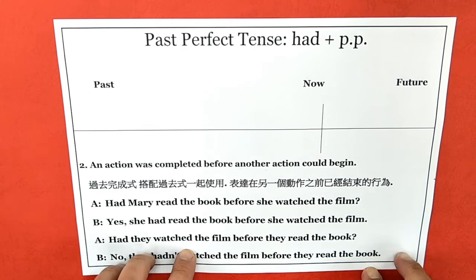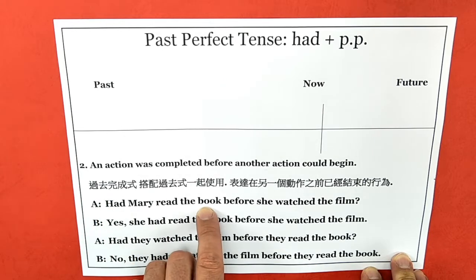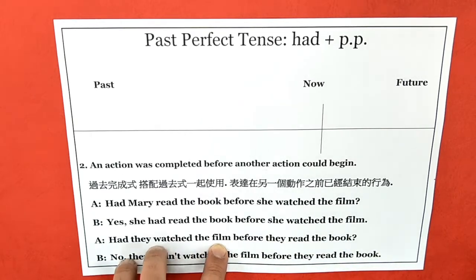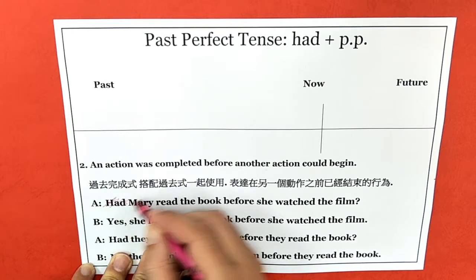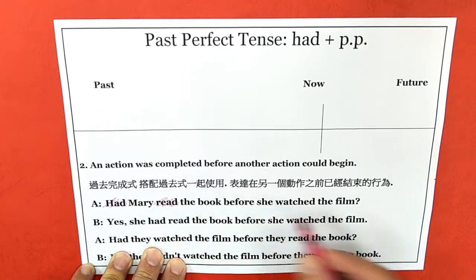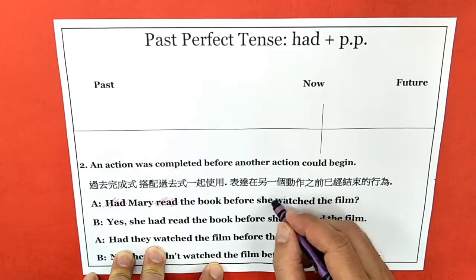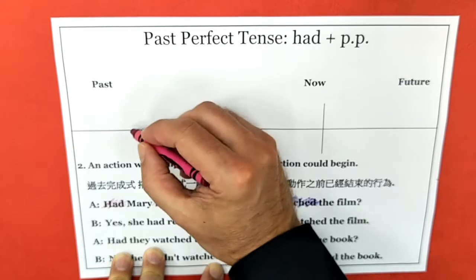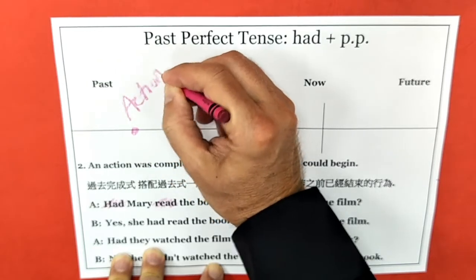Okay, that's easy. Let's read the sentence. Had Mary read the book before she watched the film? Okay, look, we have two actions. Had Mary read the book? That's action number 1. And before she watched the film. Okay, there are two different actions here. So, action A.